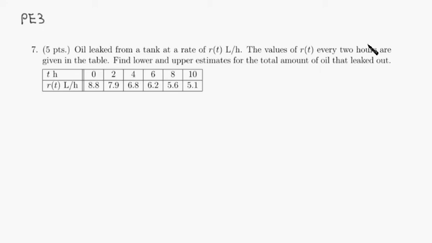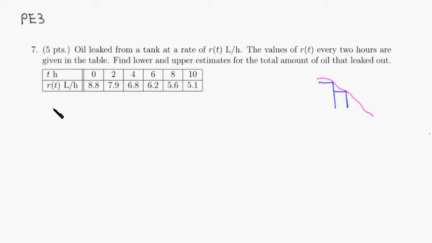So let's look at the table a little bit. You can see that the rate is actually 8.8, 7.9. So it looks like it's decreasing, always decreasing, right? So you have a decreasing curve. If you want to find the lower estimate, you're going to use the right sum, because you can see that the right sum is going to go below the actual curve. So we'll do that.